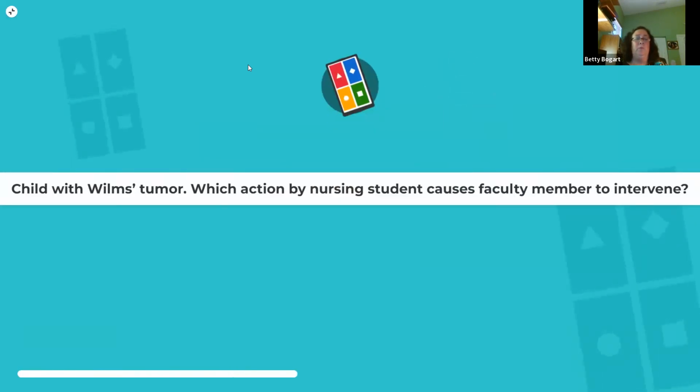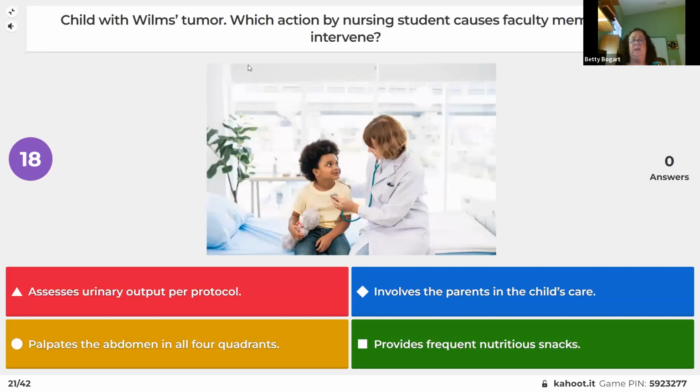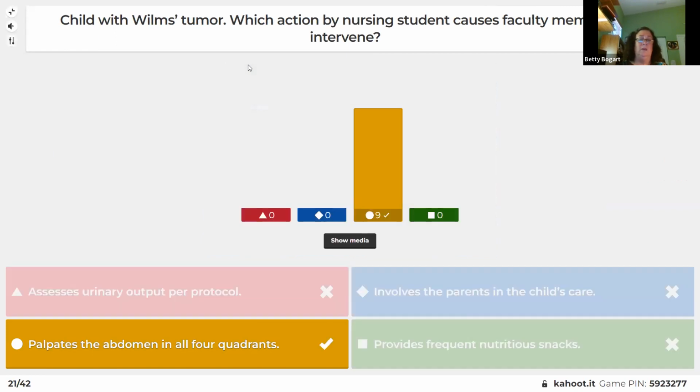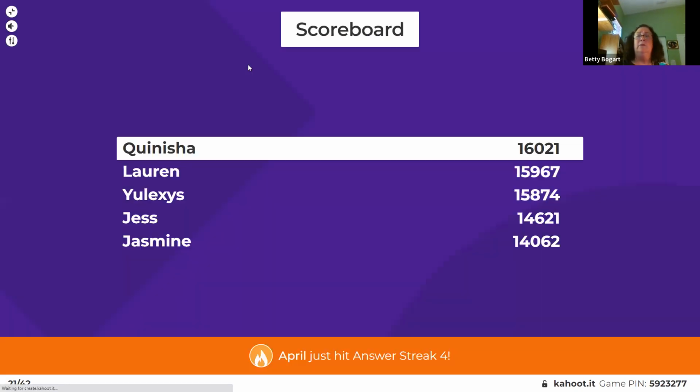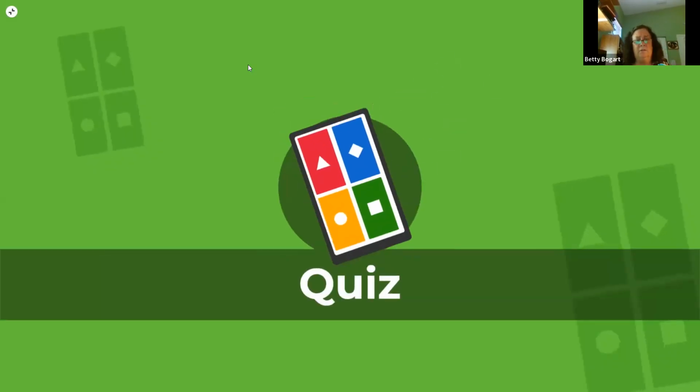Child with Wilms tumor, which action by a nursing student causes the faculty member to intervene? What did she do wrong? She went in there and touched the belly, and we don't want to do it. We don't want anything to metastasize to ruin that child's chance for cure.